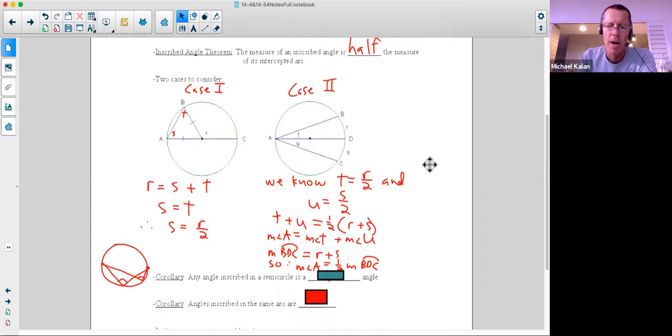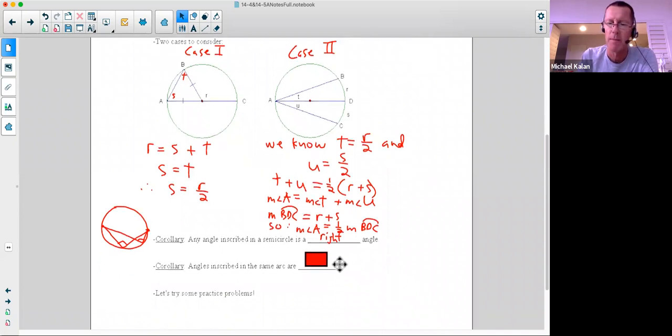All right, corollary: any angle inscribed in a semicircle is a right angle. Why? Because what's the measure of a semicircle? 180. The inscribed angle is half the measure of its intercepted arc, so half of 180, which is 90. Another corollary: angles inscribed in the same arc are congruent. Exactly. All right.